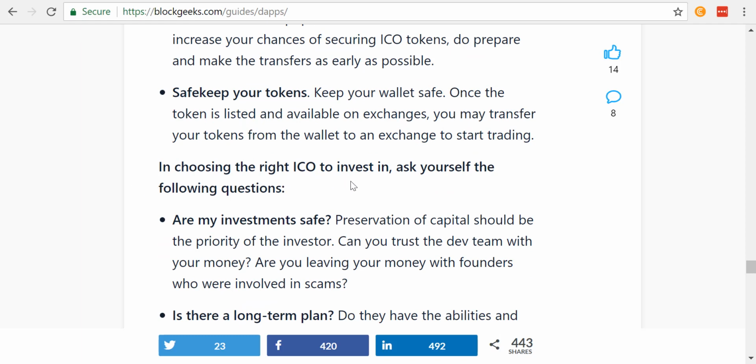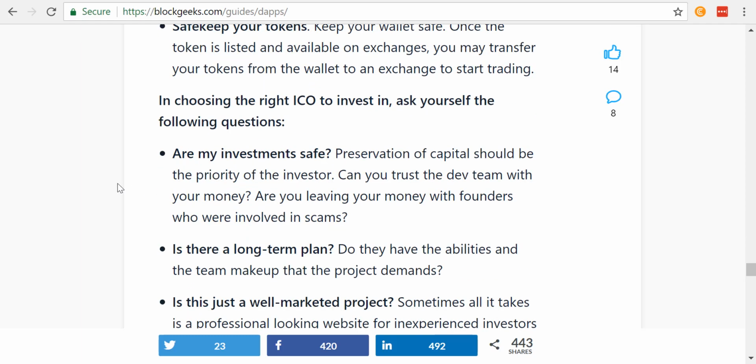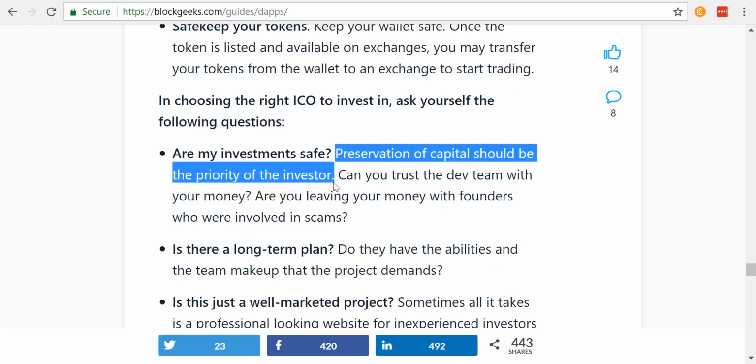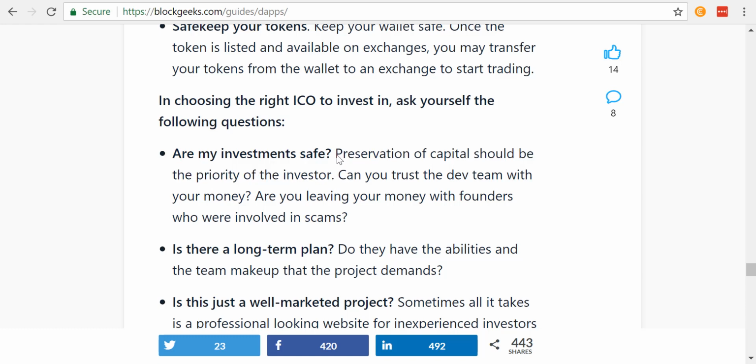In choosing the right ICO to invest in, ask yourself the following questions. Are my investments safe? Preservation of capital should be the priority of the investor. And I think this is something that is underrated. I think most people look at what are the odds of making big gains, or is there a chance this could go up, and not realizing that it's extremely risky.